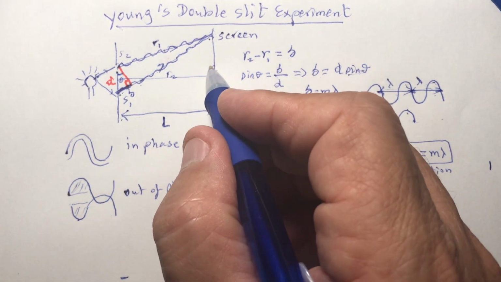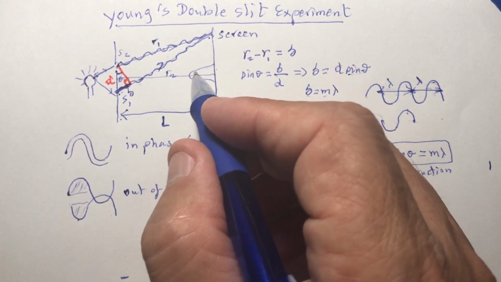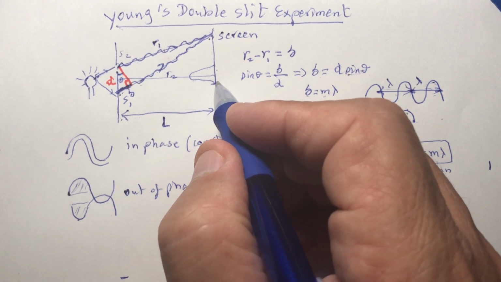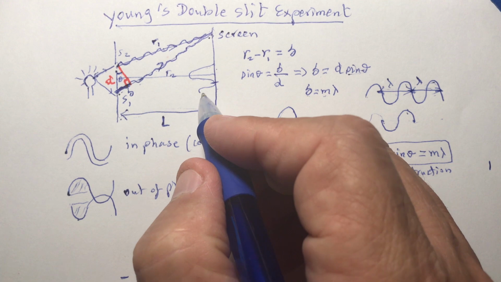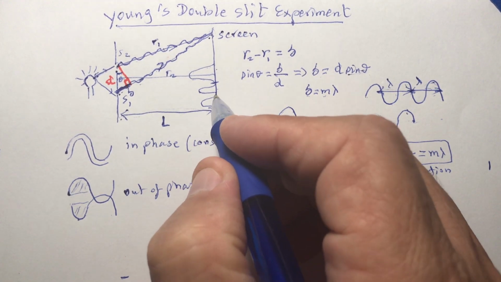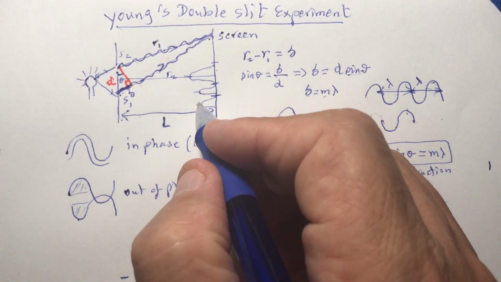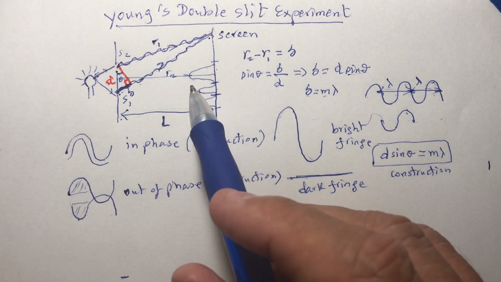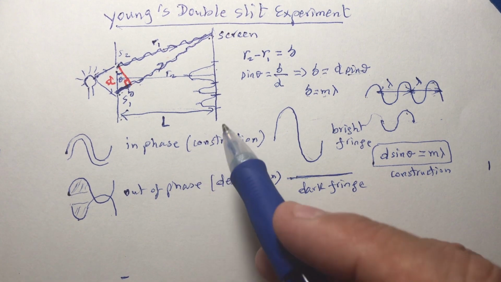Like here, we have a construction at this location. The intensity of light is higher. This is the intensity of light. So here we have a destruction. Here, construction, but not as much as the one in the middle. You see, construction, destruction, construction, construction, destruction, construction, destruction. So when the two waves are in phase, you get construction. Where they're out of phase, you get destruction.